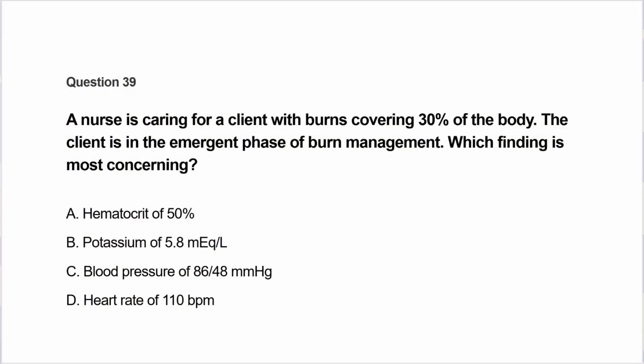39. A nurse is caring for a client with burns covering 30% of the body. The client is in the emergent phase of burn management. Which finding is most concerning? A. Hematocrit of 50%. B. Potassium of 5.8 mEq per liter. C. Blood pressure of 86/48 mmHg. D. Heart rate of 110 BPM.